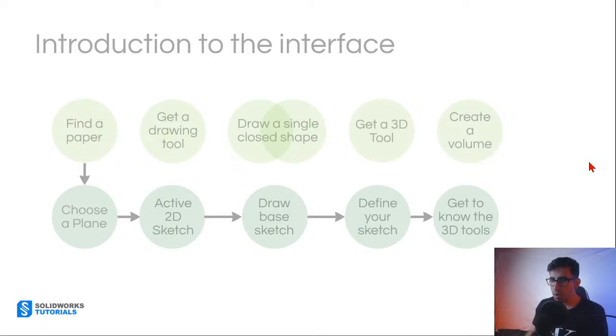It sounds easy, but believe me, if you're a beginner, you're going to make this mistake, especially if SolidWorks is your very first CAD software you're working with. So you choose a plane, then you should activate the 2D sketch, and then you draw your base sketch, you pick your drawing tool, and you create a 3D geometry of your 2D sketch.